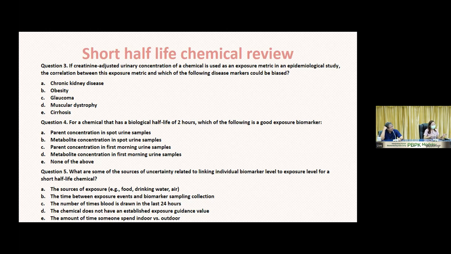B, obesity. All right, your answer is B. Correct. But the answer is more than two answers. Can I guess another, D, muscular dystrophy? That's right, so you answer B and D, and the last answer is... you have three right. Yes, the answers are A, B, and D.